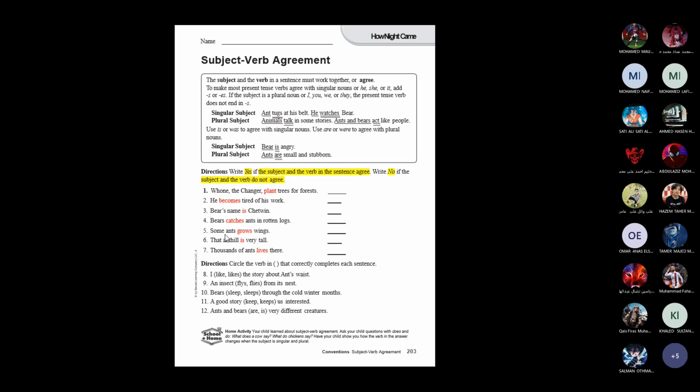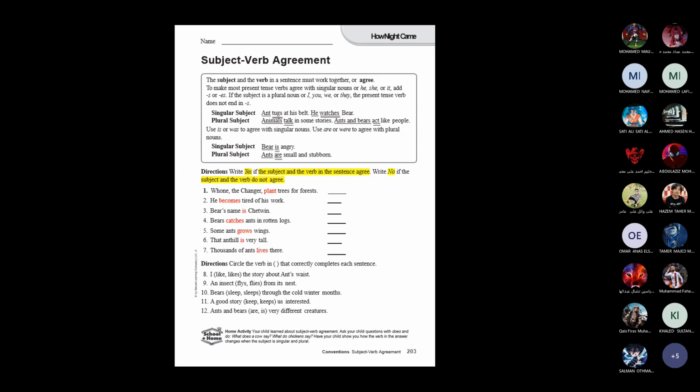Number 5, ya Sati. Some ants. Ants has S at the end. Grows has S at the end. Two S's, this is wrong. Only one S we needed. So the S will be with the subject or with the verb. They have to decide. So this will be wrong. This is no. Fix it, ya Sati.